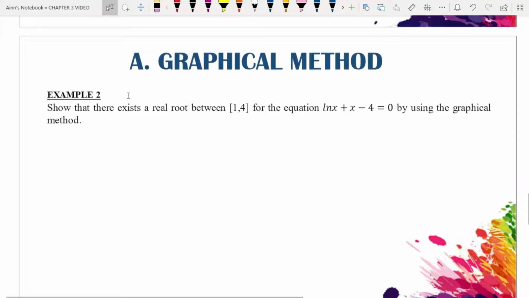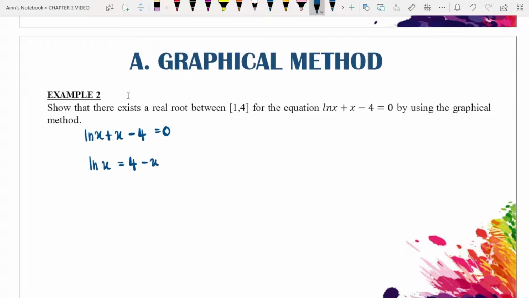Let's see example 2. The question asks to show that there exists a real root between 1 and 4 for the equation ln x plus x minus 4 equals 0 by using the graphical method. So we have the equation ln x plus x minus 4 equals 0. What we have to do is rearrange this equation, so we have ln x equals 4 minus x. So you will have two equations, y1 equals ln x and y2 equals 4 minus x. From both of these functions, we have to sketch the graphs on the same axes.